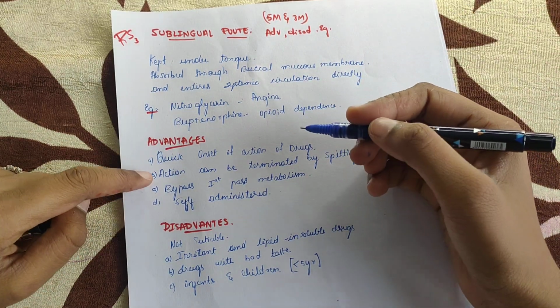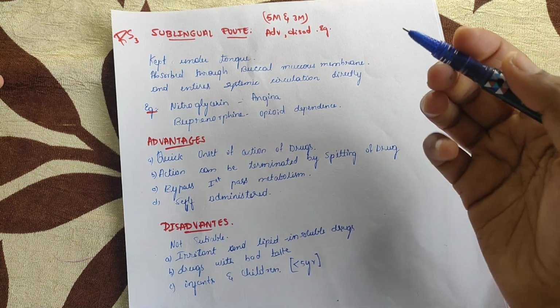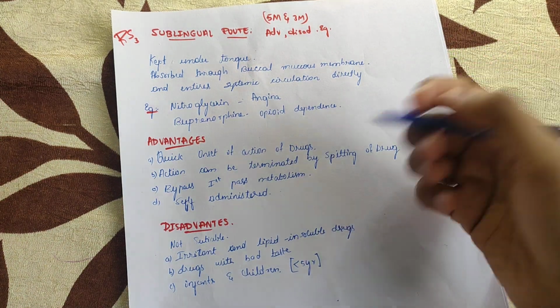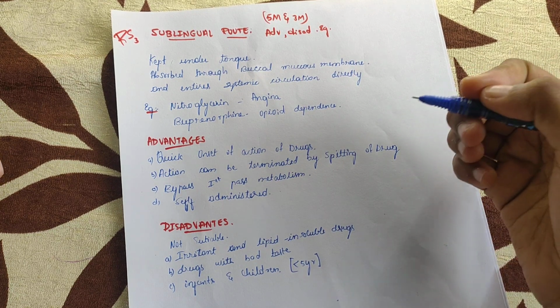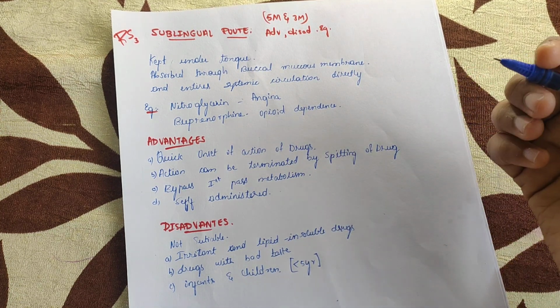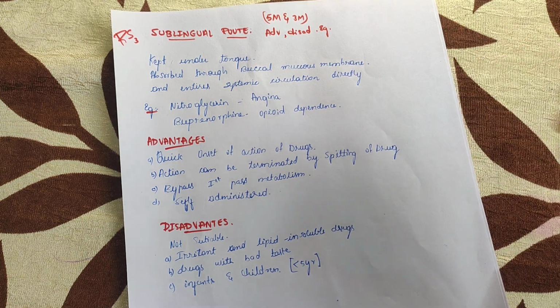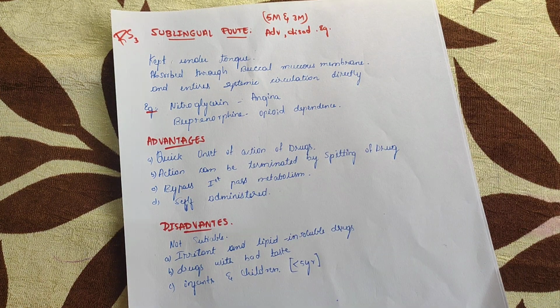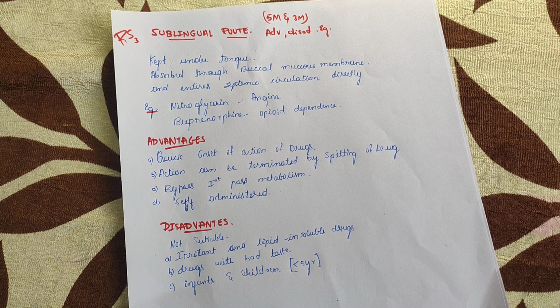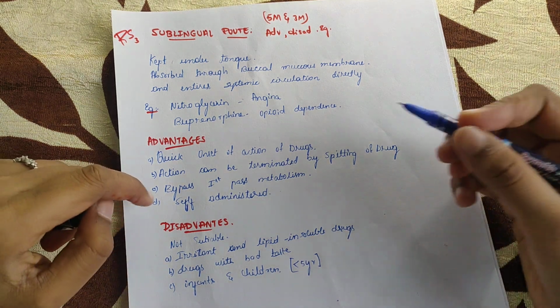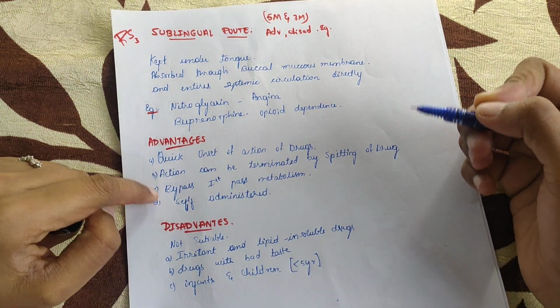Examples of drugs administered through the sublingual route are nitroglycerin, which is used for angina pectoris during heart attacks, acute chest pain. Nitroglycerin is kept directly under the tongue for quick action and quick relief of the pain. Another example is buprenorphine, which is used during opioid dependence.